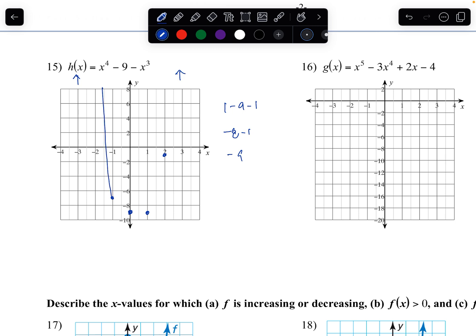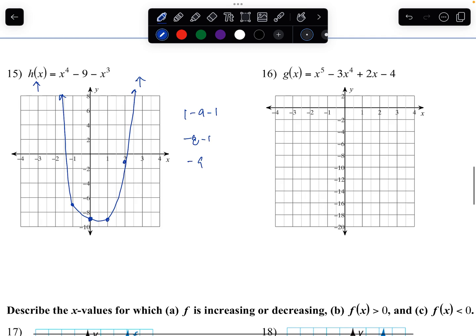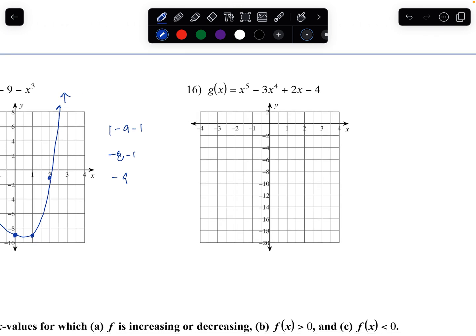I know that it has to go up this way because of the end behavior. And then I'm going to just connect the dots here. Something like this right here. And then it's going to have to go up like that. And there we go. This is the leading term. Yep. And it's a positive leading coefficient, but odd degree, so that's what the end behavior is going to show.